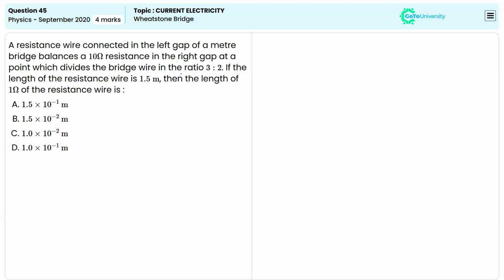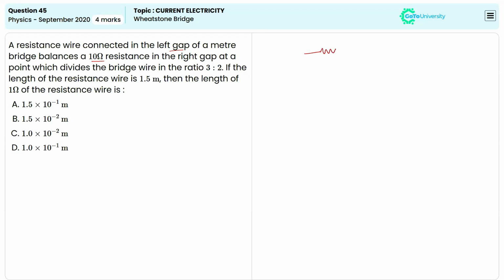Yeah, I think you people need help on this question. It's a very easy question. I told you already, just try to make a diagram for the given question. Here it's given in the question, a resistance wire connected in the left gap of a meter bridge, balance of 10 ohm. So let me draw the meter bridge.